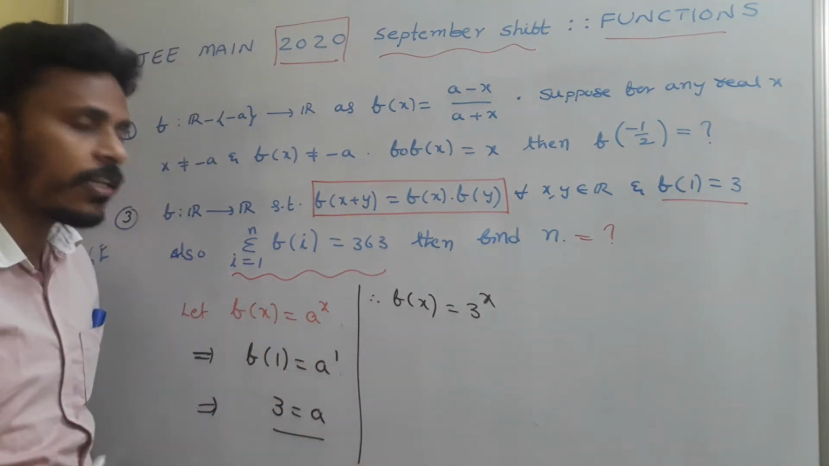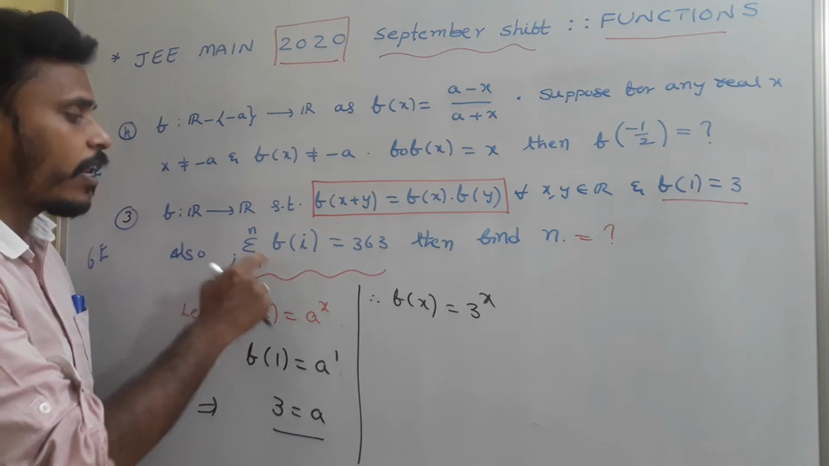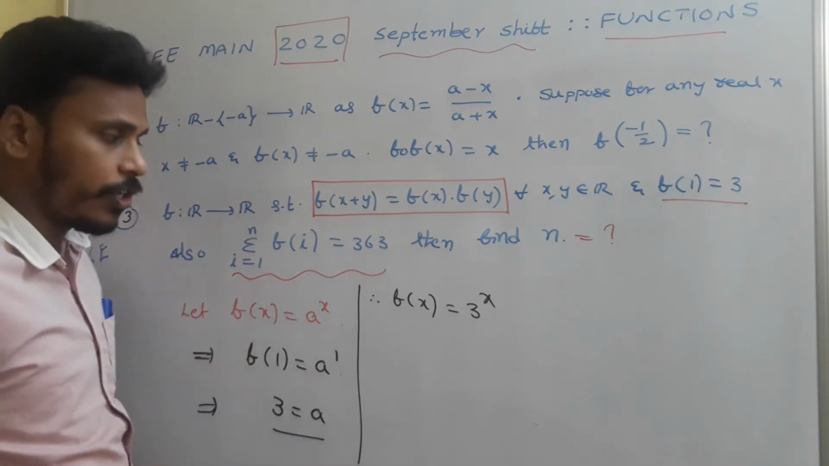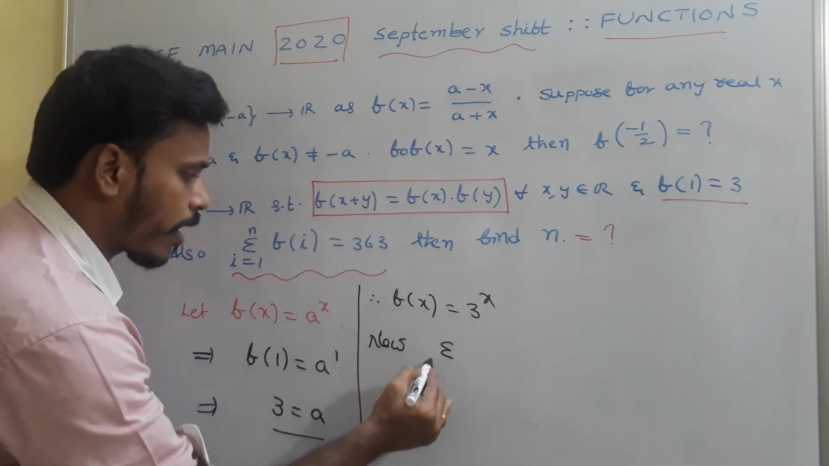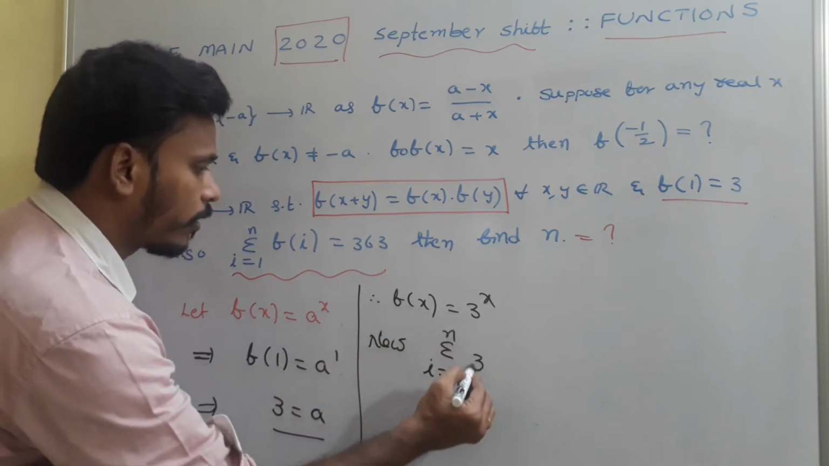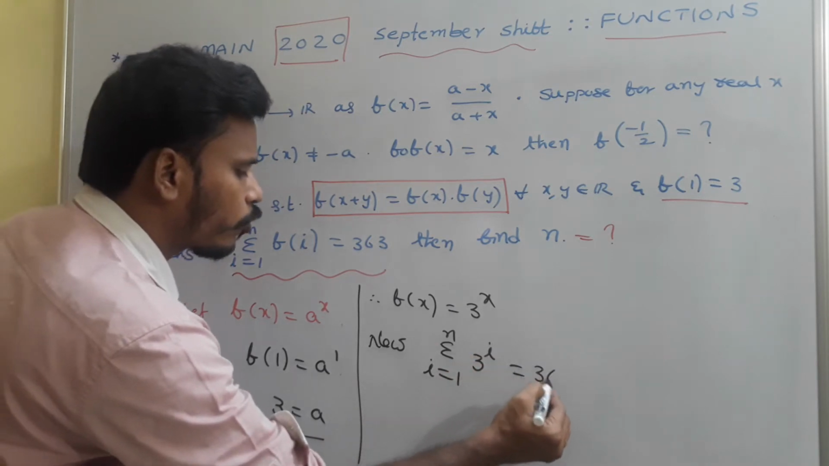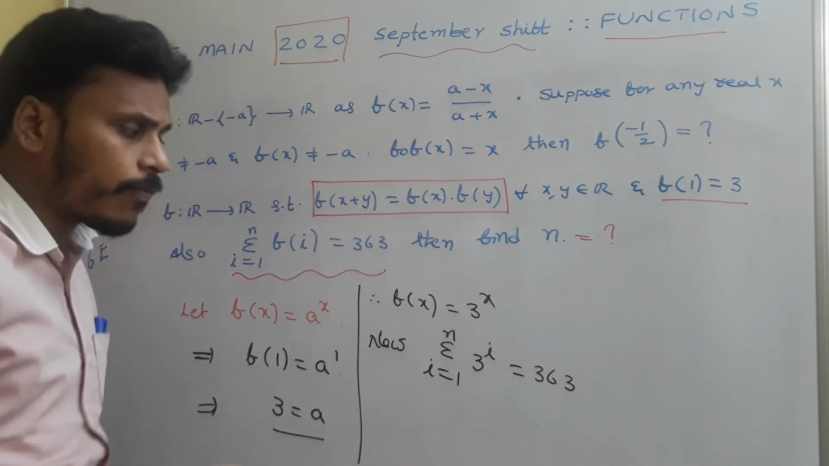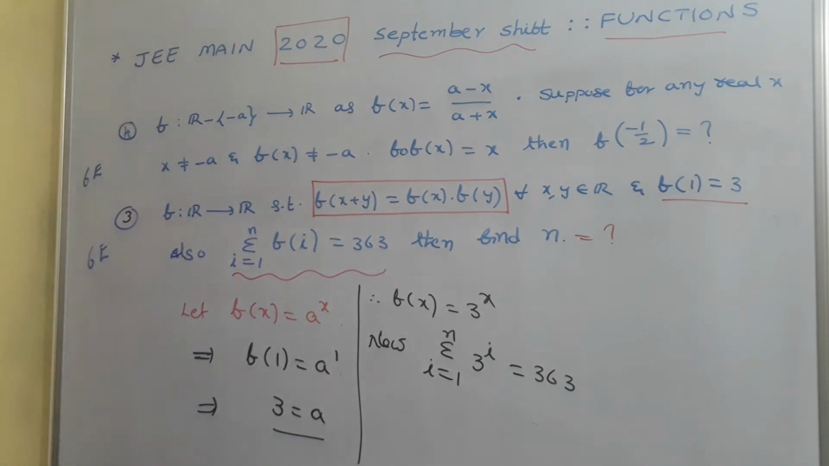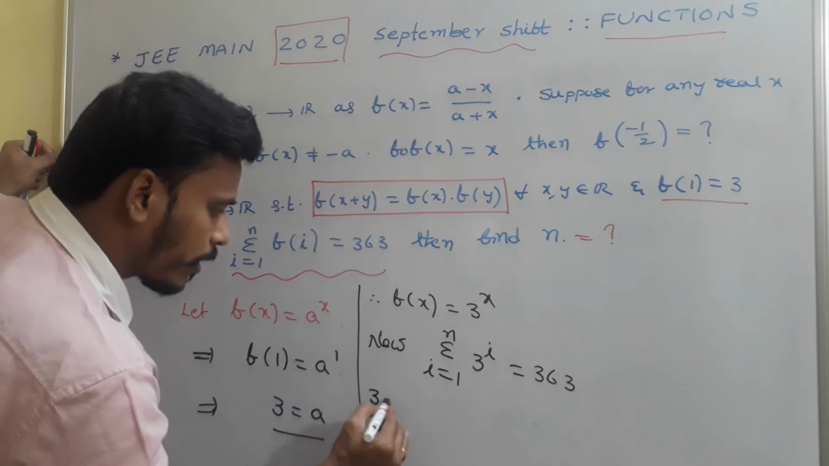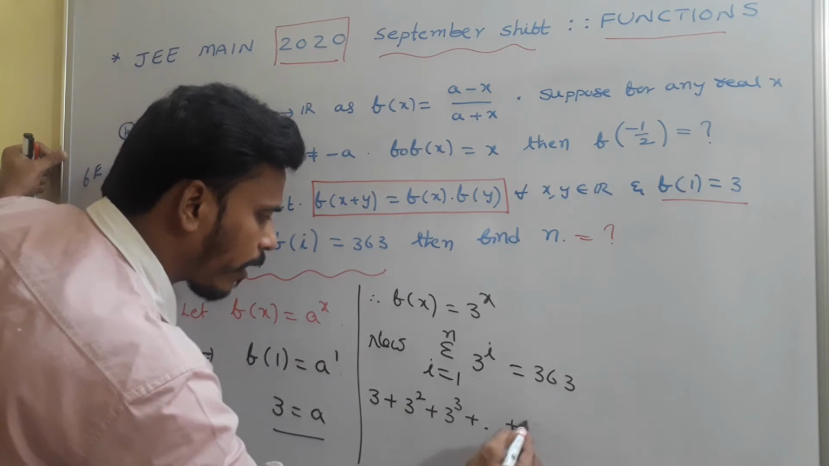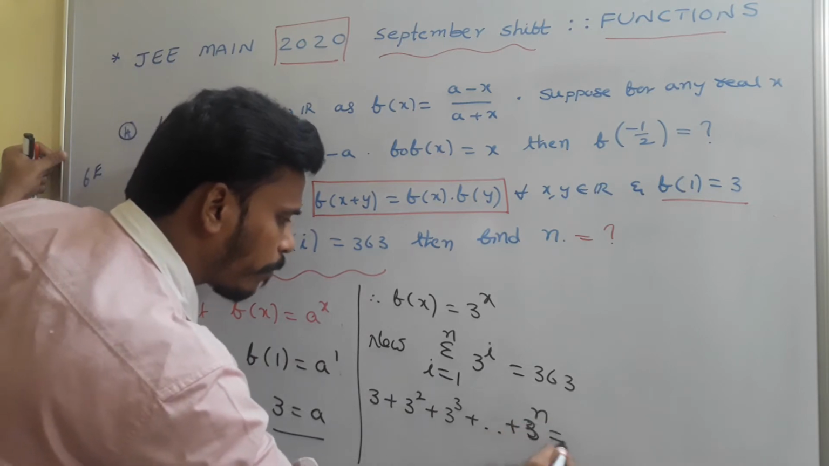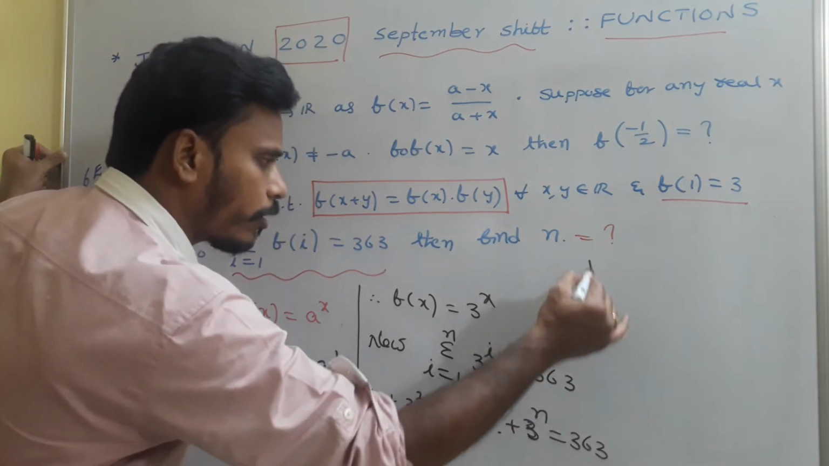Now since the function is 3 power x, sigma i running from 1 to n of f of i is 363. Now sigma i running from 1 to n of 3 power i is equal to 363. So we need to apply sigma, that is, replace i with 1 and so on. So that means 3 plus 3 square plus 3 cube plus up to n terms only, not infinite. 3 power n is equal to 363.